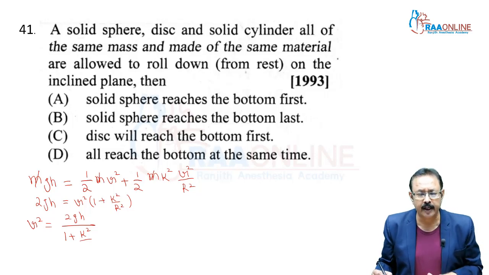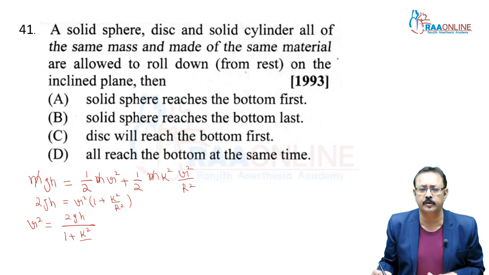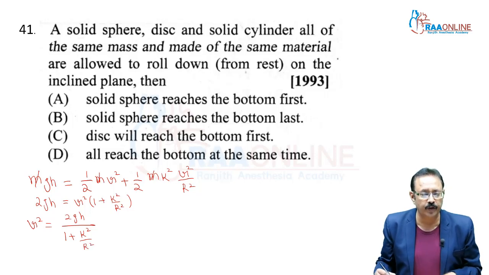Mass is the same, same material, means volume is also the same, so radius should be the same. K will decide who will come fast. If k has more value, v will be less. So first we have to calculate k. First we are going for solid sphere, m k square, solid sphere.